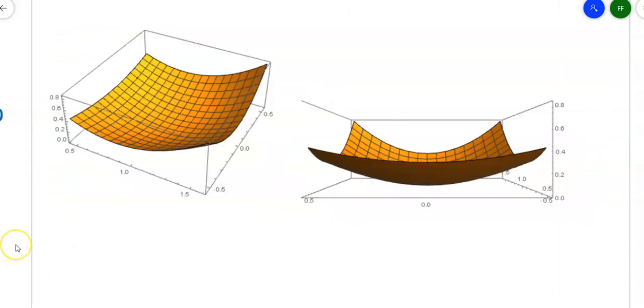If you want to see what the graph looks like, here's what the graph looks like. (1, 0, 0), that point is all the way down the bottom there. (1, 0, 0), sitting right on the XY plane.